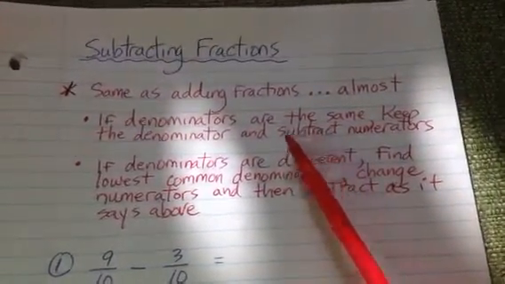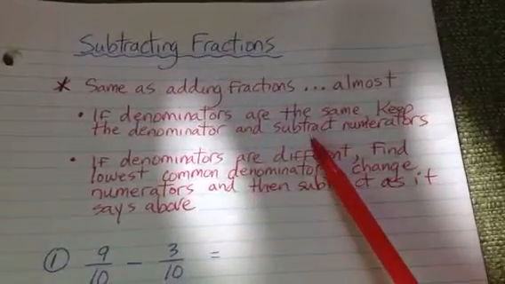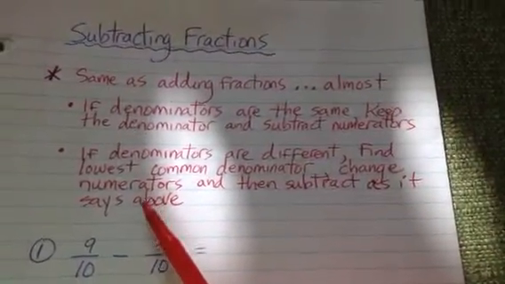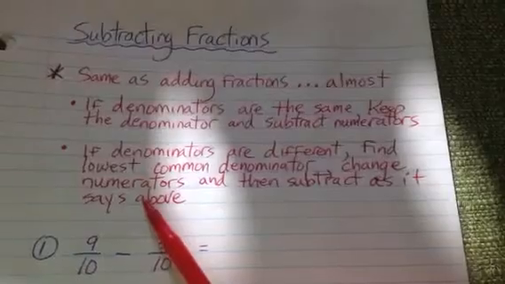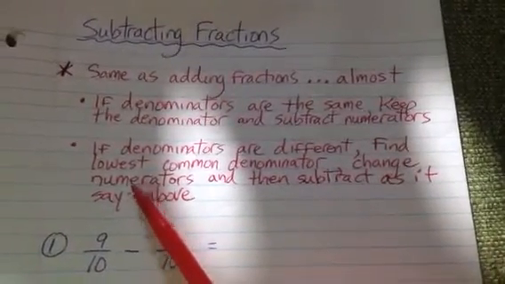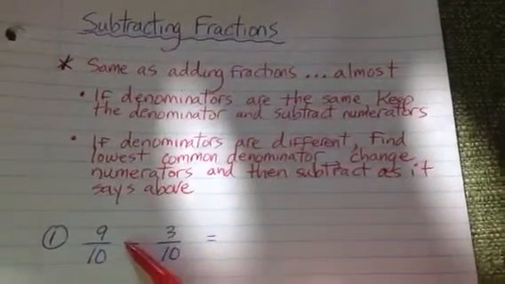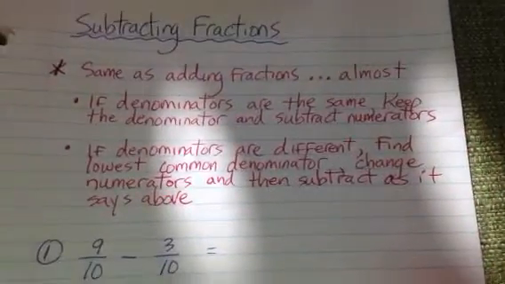If they are, it's easy. You just keep the denominator and subtract the numerators. However, if the denominators are different, you must find the lowest common denominator, change the numerators, and then subtract as above. All right, let's do some examples and you'll see.